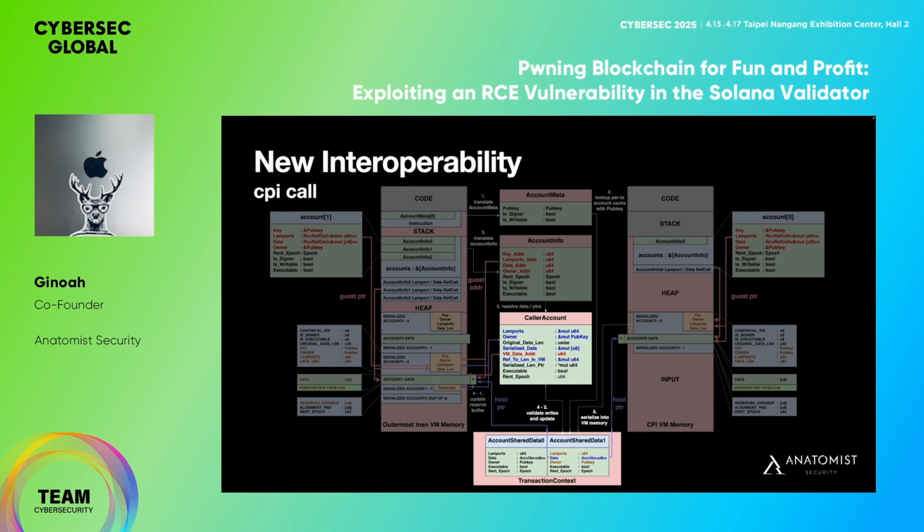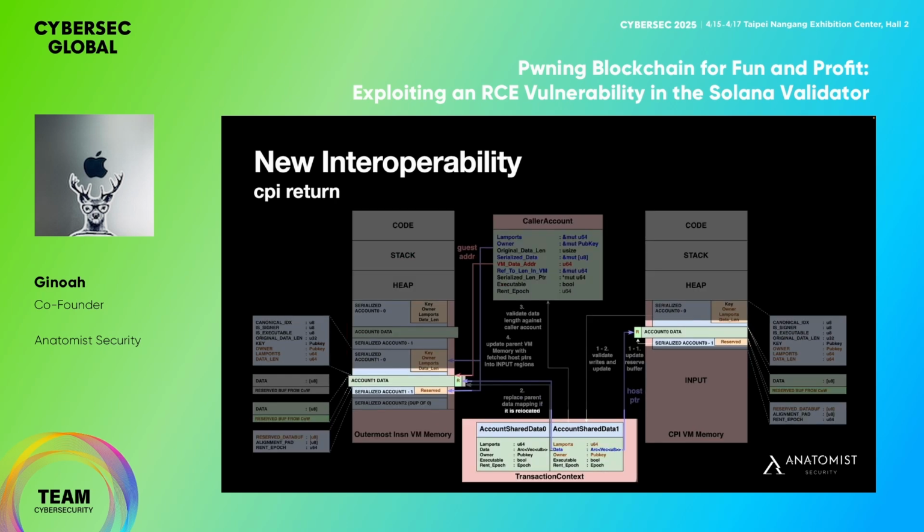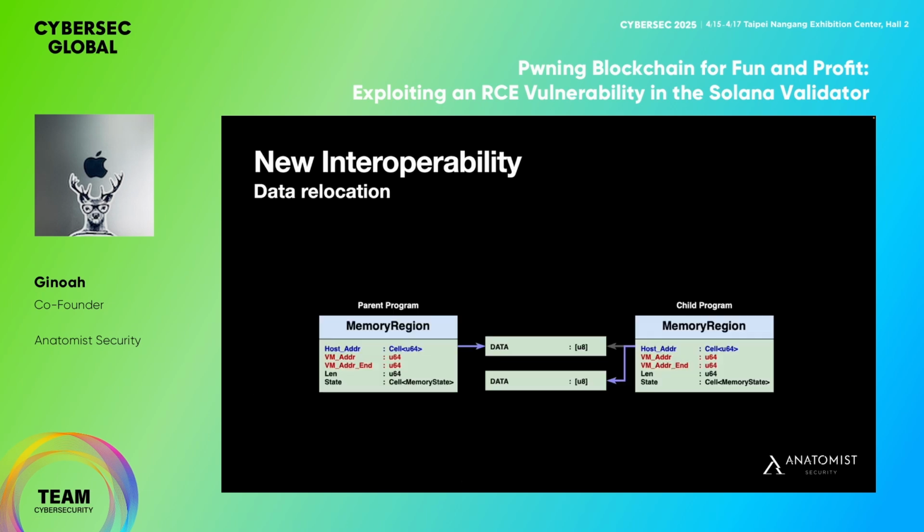Finally, we validate other account changes and write them back to account share data for further serialization. The major difference occurs when returning from a CPI call. Since we're using direct mapping, and a vector copy and write might occur during nested calls, we need to check if the original data buffer mapping has been relocated.